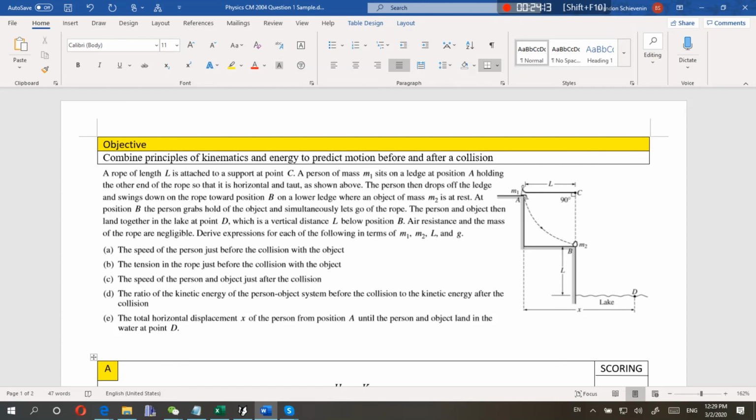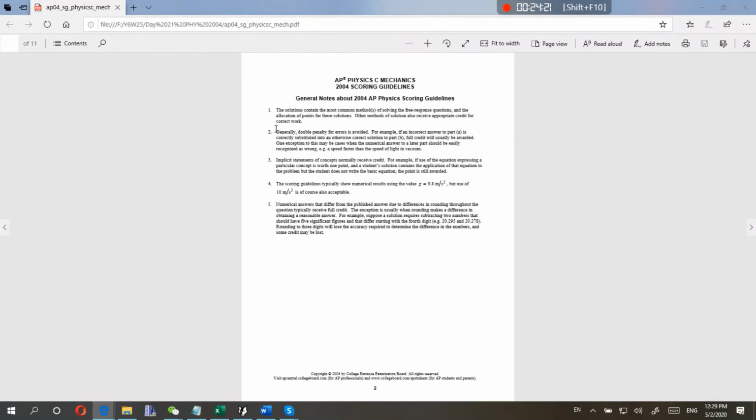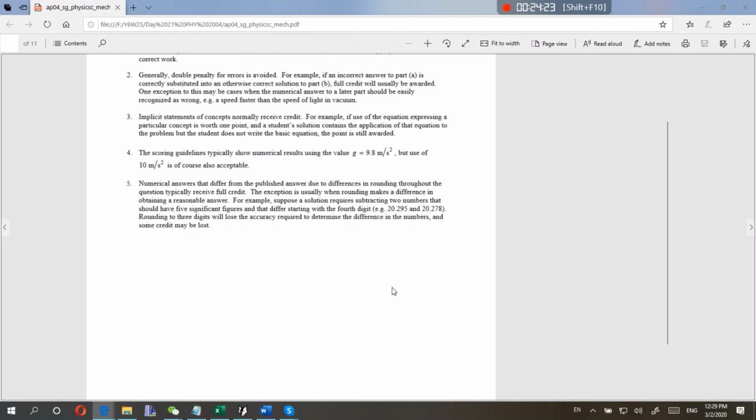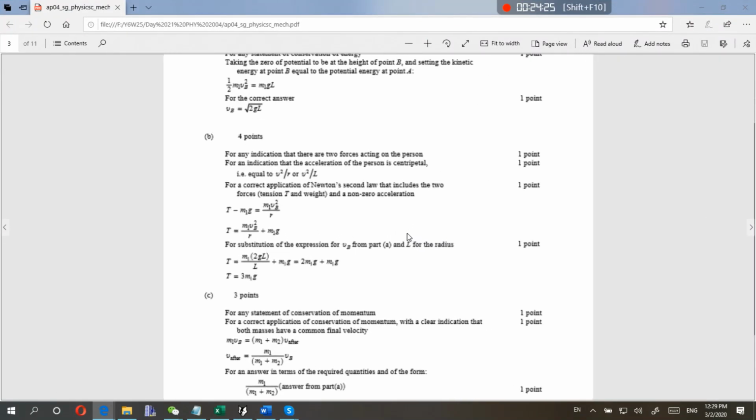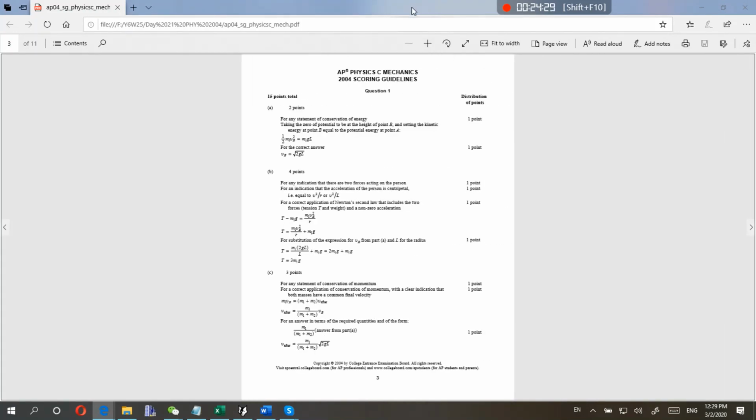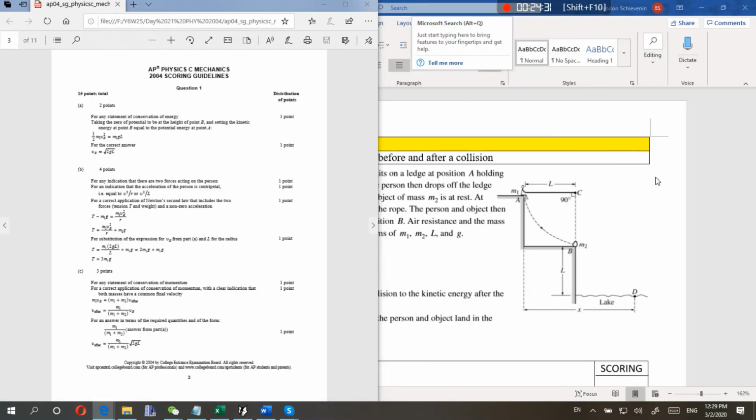Okay, let's see how we did. Scoring guidelines, problem 1. Let's see if I can get this on the same page so we can score each other really quick.